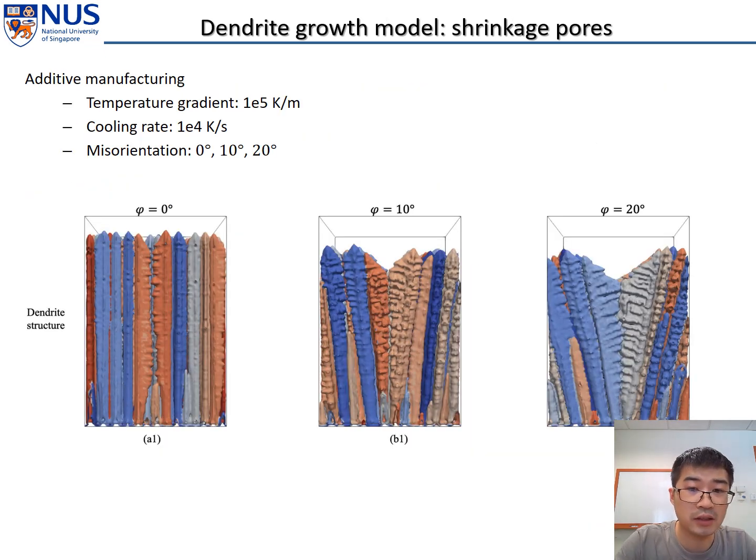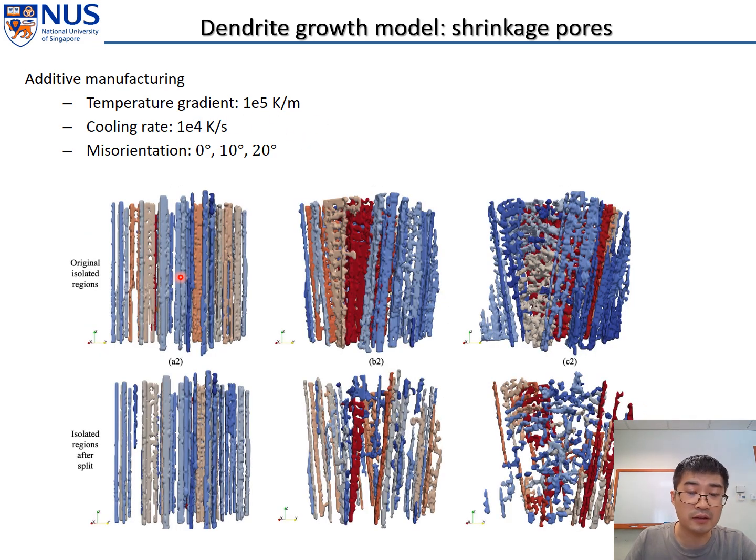So these are the simulation results at different misorientations, 0 degree, 10 degree, and 20 degree, and this is the cooling rate and temperature gradient. And these are the simulation results. You can see the formation process of the shrinkage pores can be different. This is with no misorientation. In the beginning, it has a pipe shape, and eventually it will become relatively spherical.